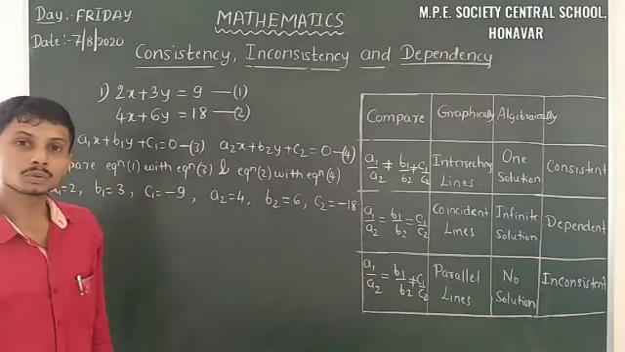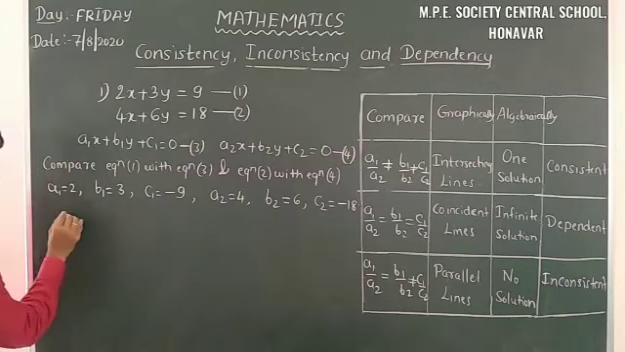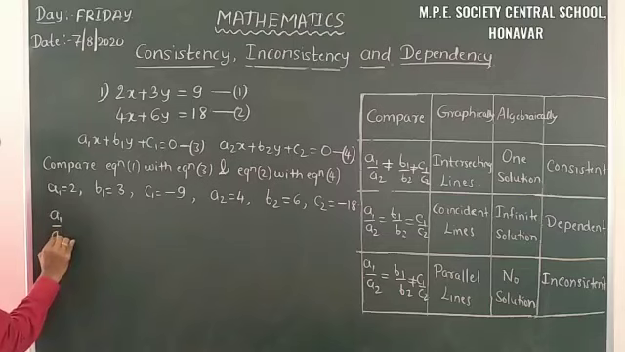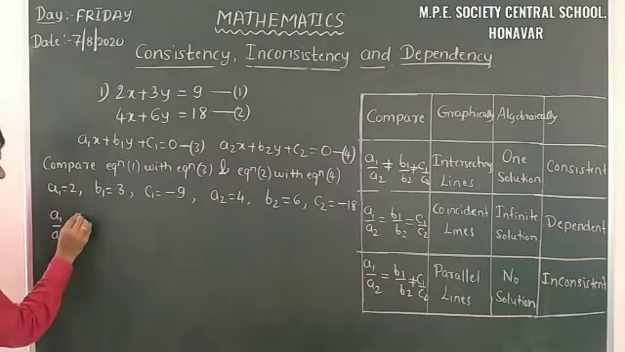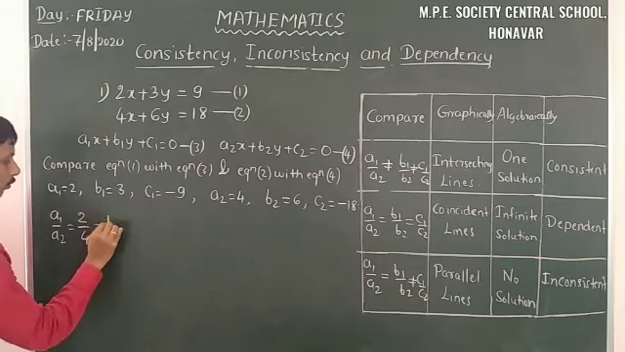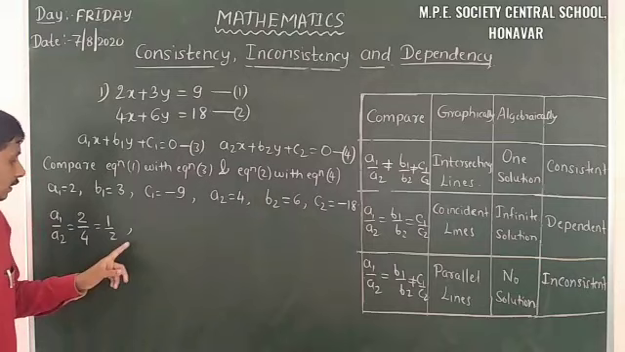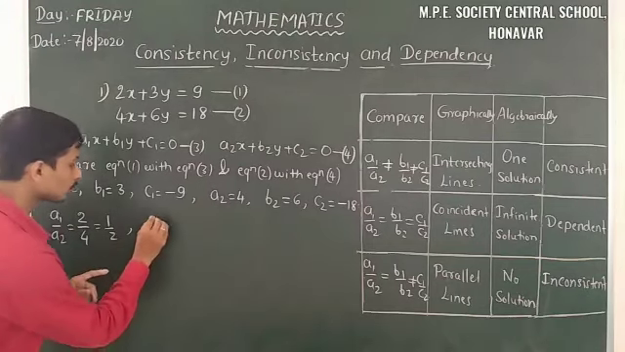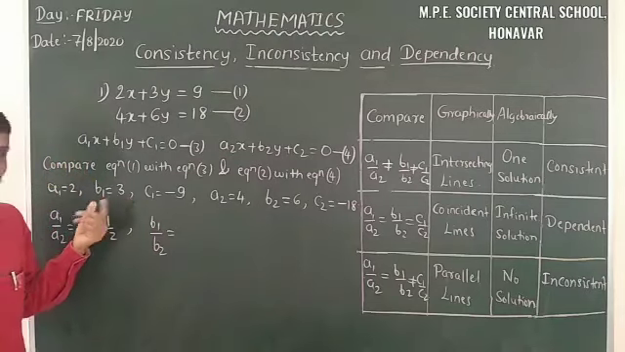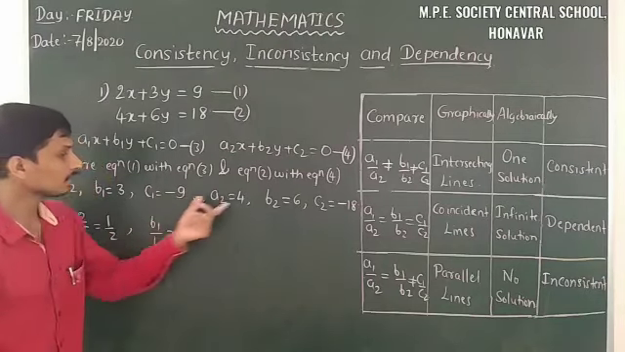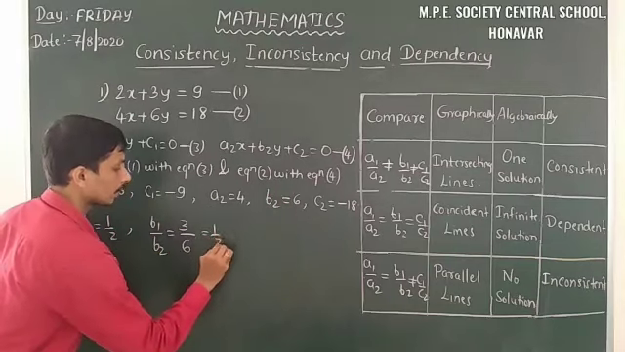After that we have to take the ratios. Firstly we have to take a1 by a2. a1 is equal to 2, a2 is equal to 4. That means 2 by 4 is equal to 1 by 2. So we got the value of a1 by a2. Then we have to take b1 by b2. The value of b1 is 3 and the value of b2 is 6. So it is also 1 by 2.